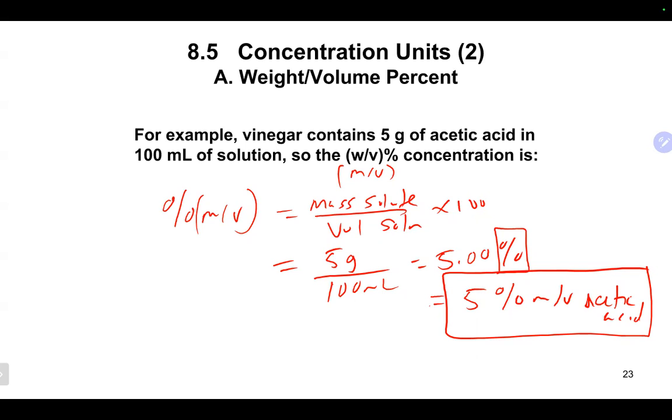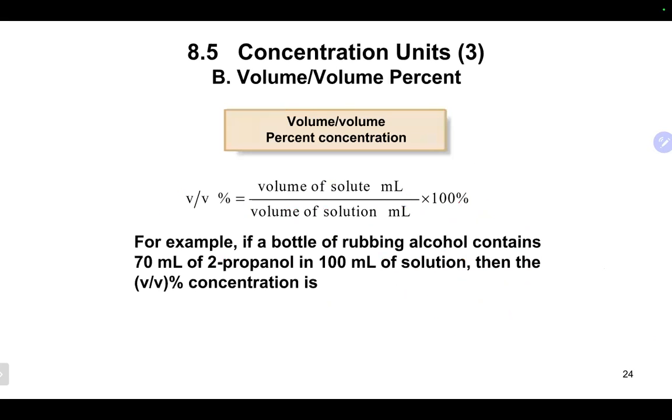So another common percent unit is volume to volume. This is the unit we use for alcohol, for example, percent by volume. And that is the volume of the solute divided by the volume of the solution times 100. And again, this is sometimes abbreviated as percent volume to volume, or volume to volume percent.